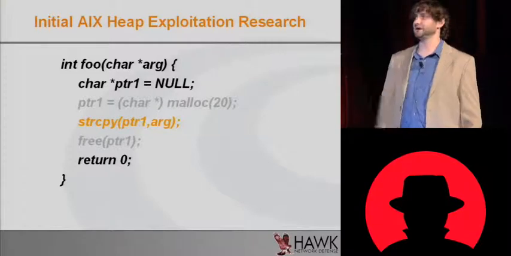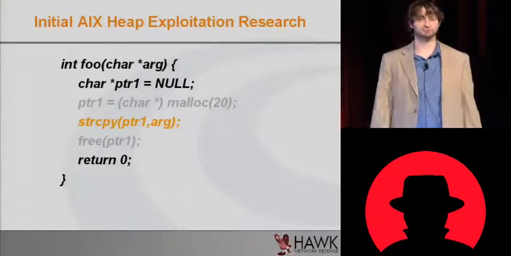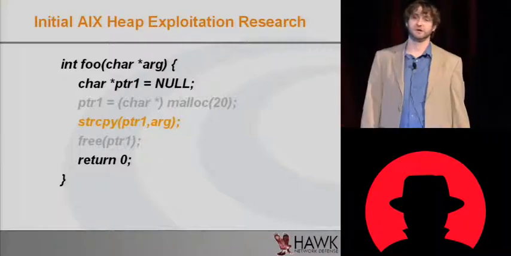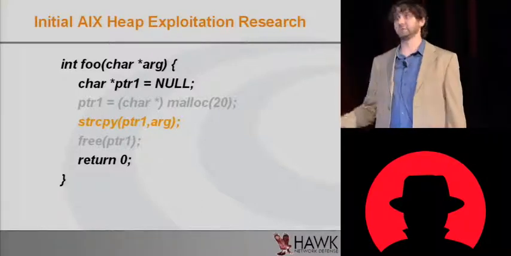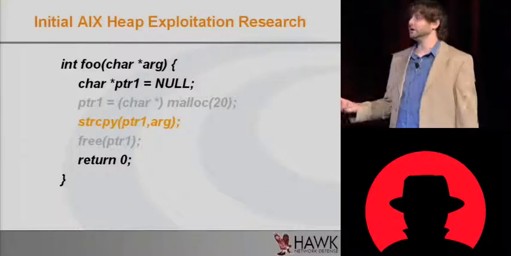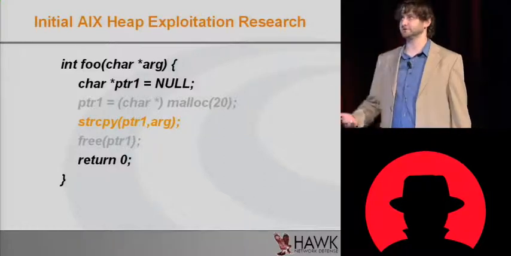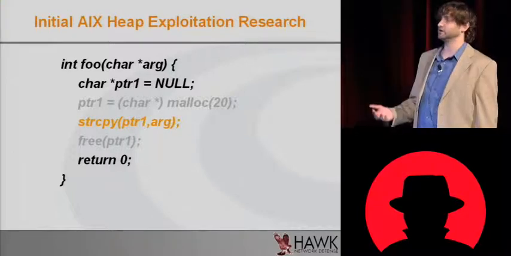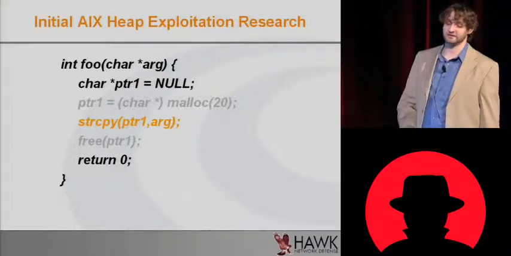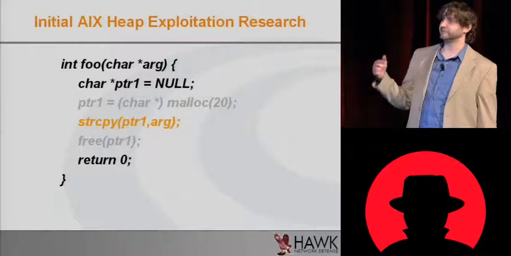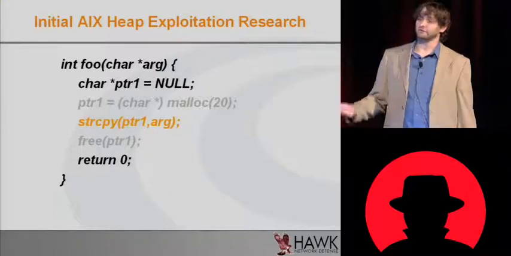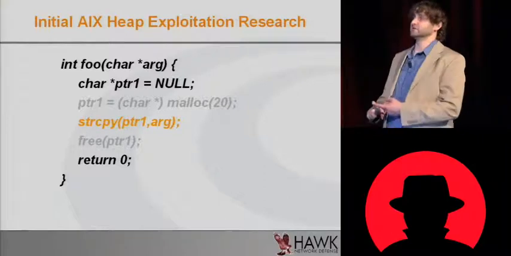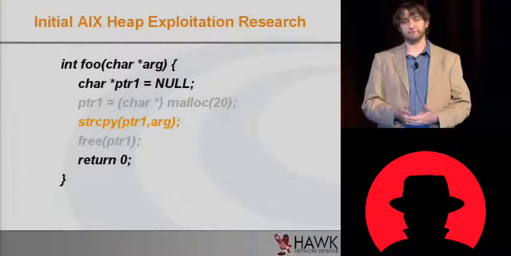I wrote a really bad function, and this function allocates 20 bytes. And then we copy, and it's uncontrolled, however much data it passes as an argument to this heap segment that we were just given by the AIX Heap Manager. And then we free it and then return. So what that does is we have corruption in the middle. You'll see I've highlighted that. And then it's going to be freed.